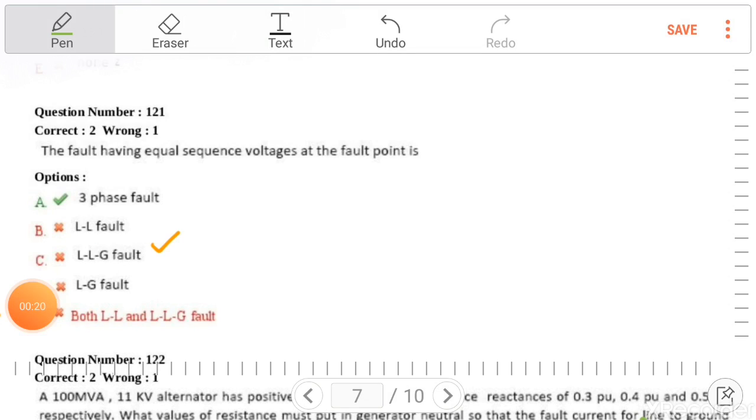Here the first question is: the fault having equal sequence voltages at the fault point is 3-phase, double L, double LG fault, or LG fault. The answer is double LG fault.